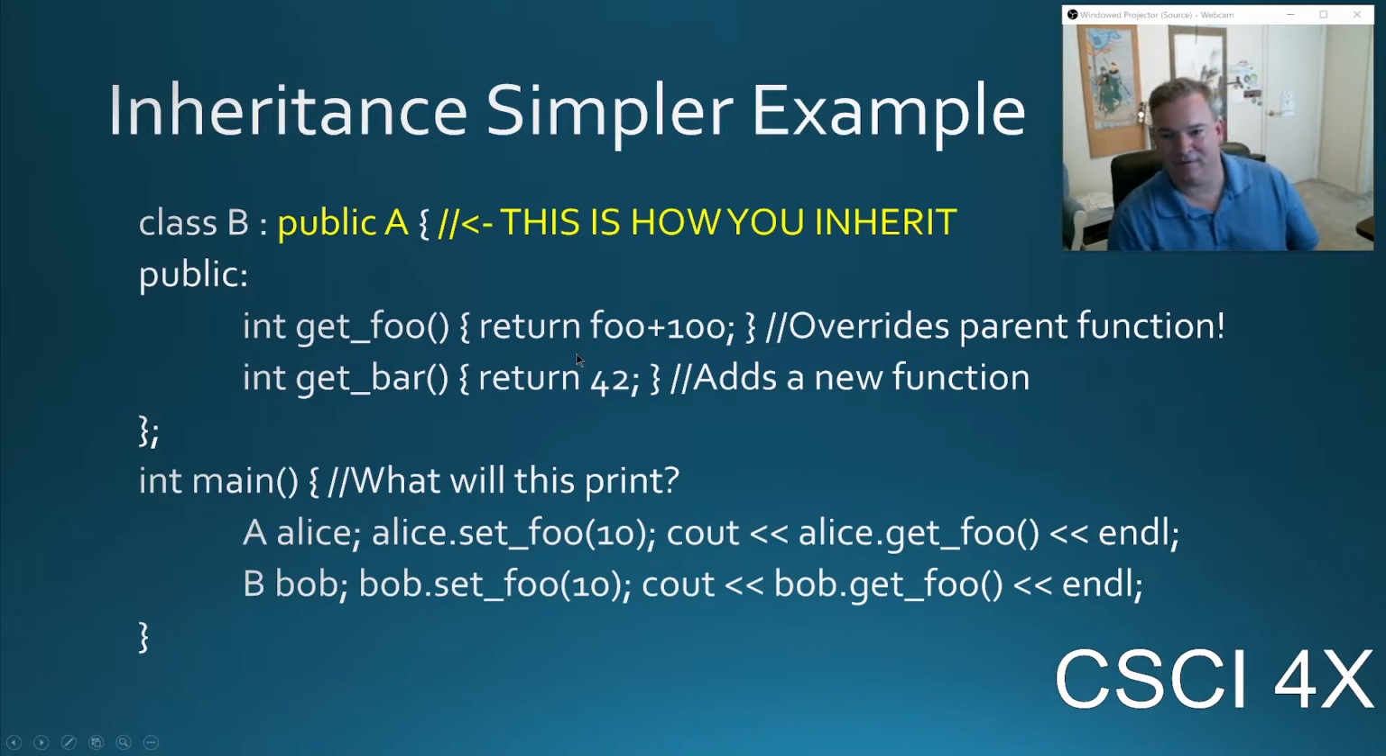Here we go. So this is how you inherit, right? We're going to make a new class called B, and we are inheriting from A. You're always going to do colon, public, and then whatever the name of the class is. That's how you inherit. A lot of students ask, what does that public mean? And the answer is always: use public.